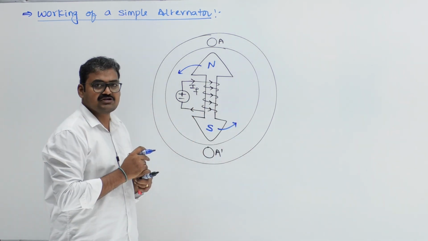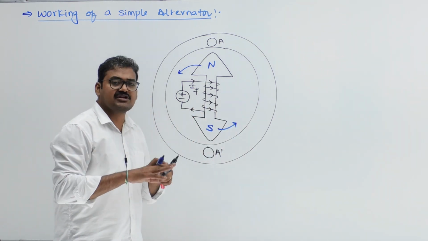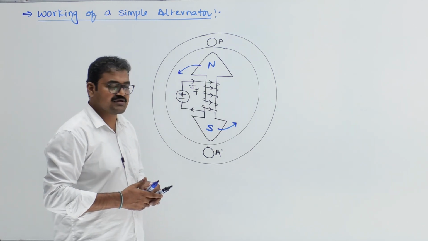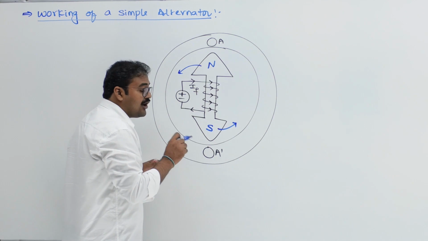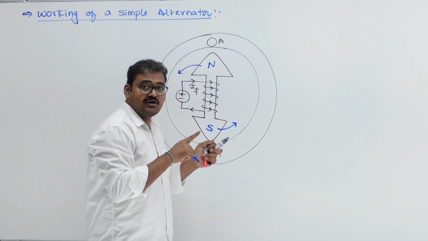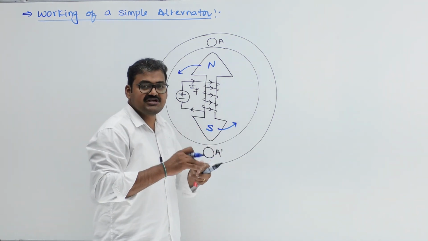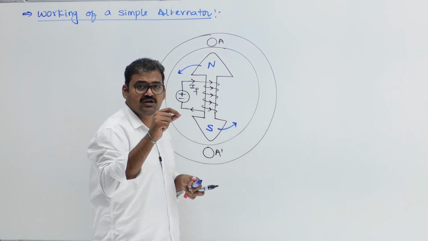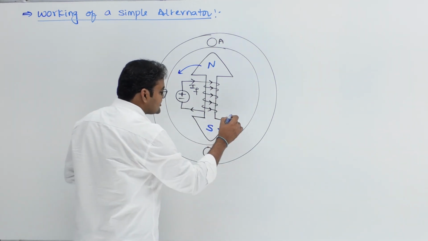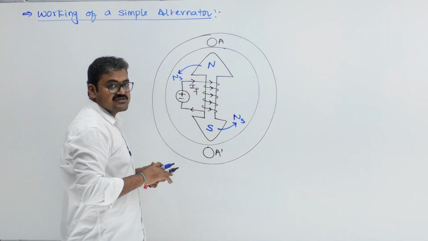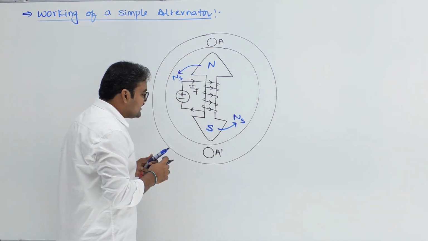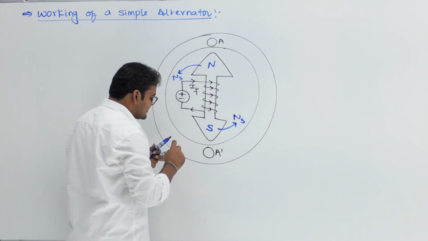Okay, in anti-clockwise direction. You can rotate the rotor in any direction. It depends upon the prime mover you are using. I am assuming the rotor is driven in anti-clockwise direction. At how much speed will we rotate the rotor? I already told you. To generate constant frequency, we have to rotate the rotor at a constant speed, and that speed is what we call synchronous speed.